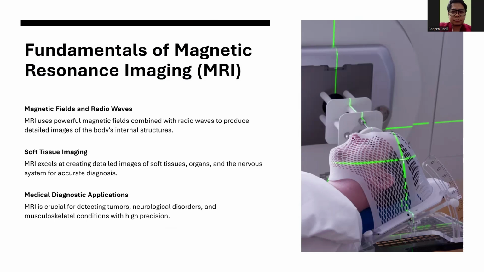MRI excels at creating detailed images of soft tissues, organs, and nervous systems for accurate diagnosis. So the advantage of MRI is not just bones, but they can also help to create imaging of the organs and soft tissues as well. MRI is crucial for detecting tumors, neurological disorders, and musculoskeletal conditions with high precision.